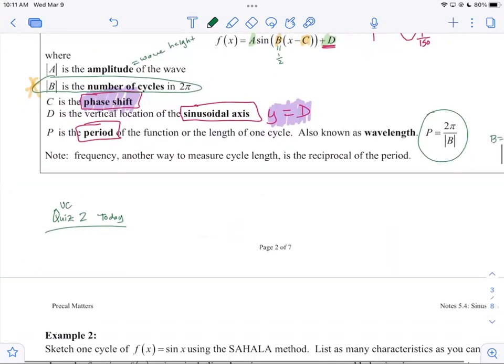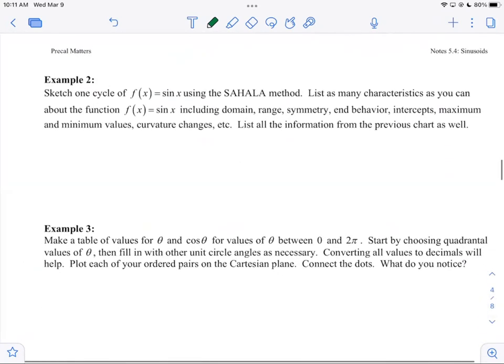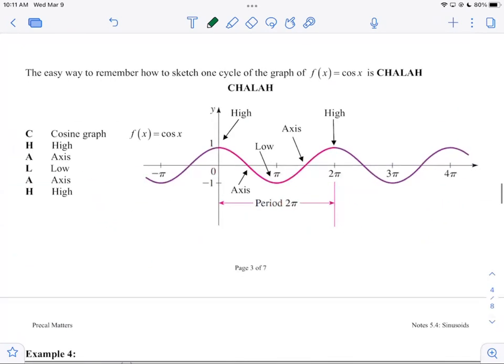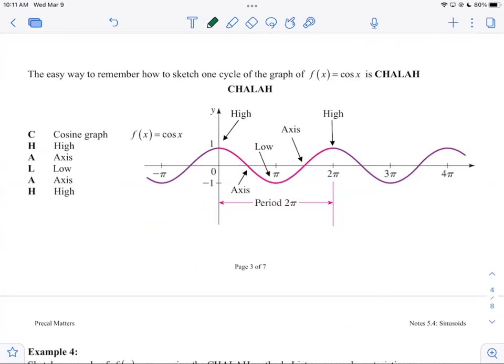All right, let's go ahead and meet the other sinusoid. And instead of making a table of values, I'm just going to get down to the real skinny of it right here. The other sinusoid is cosine. Cosine looks a whole heck of a lot like sine. What does it share with sine? Well, it's obviously a wave function, okay?